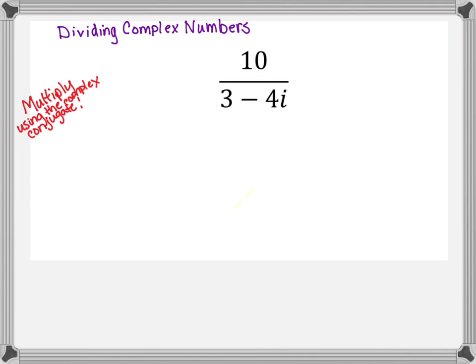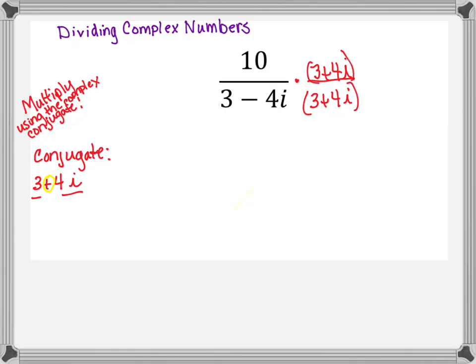So we need to find our conjugate. We need to look at our original denominator, which is 3 minus 4i, and our conjugate will be 3 plus 4i. We still have our 3, we still have our 4i, but the operator in between them is the opposite of what it was originally. So our conjugate is 3 plus 4i. And now we will multiply by a form of 1 where we have this complex conjugate in both the numerator and the denominator. So I have 3 plus 4i in the numerator and 3 plus 4i in the denominator.